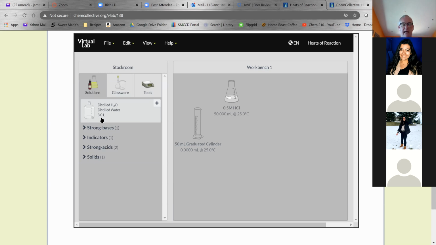Do I want a strong base or do I want a strong acid? Sodium hydroxide, base or acid? Base. Base, very strong base. It's all about that base.